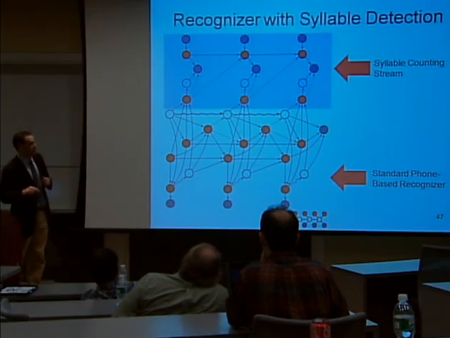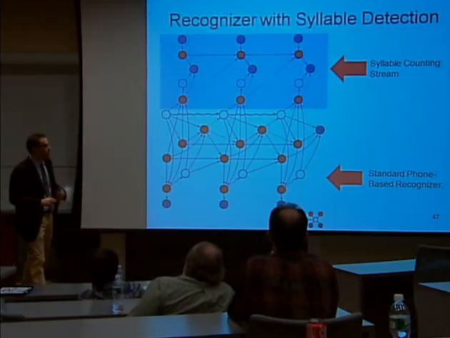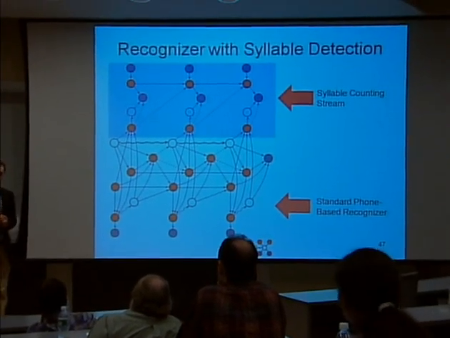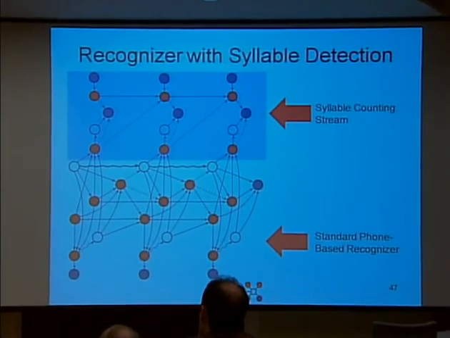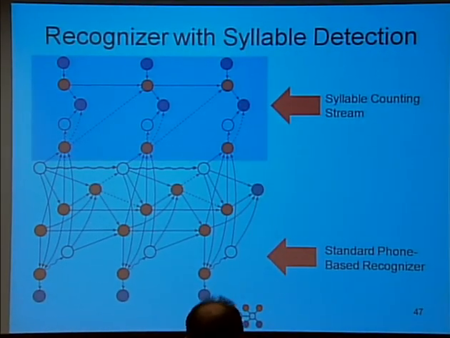And this is the same graph you saw before. I'm just putting it up again so you can see how the dotted line, the switching parent thing, works. That's a detail I glossed over. The dotted line is a switching parent, which allows for value-specific conditional independence. So here's the syllable counting stream once again, and how it integrates into the lower part of the graph.